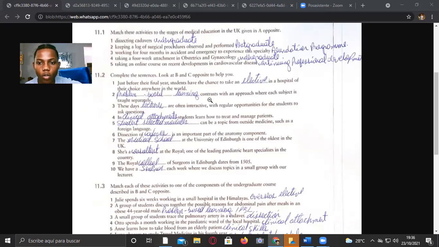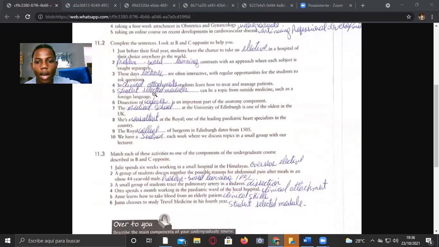Problem-based learning contrasts with an approach where each subject is taught separately. These days, lectures are often interactive, with regular opportunities for the students to ask questions. In clinical attachments, students learn how to treat and manage patients. Students select modules, which can be on a topic from outside medicine, such as a foreign language.